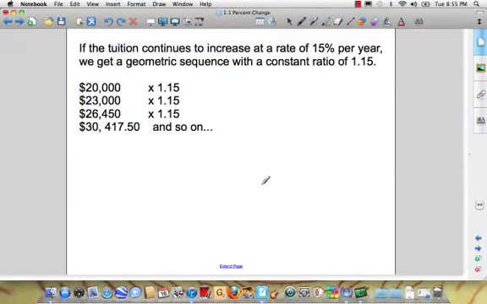Okay, so here's why it's a geometric sequence. If you start with the 20,000, to get the following year's tuition, you multiply by 1.15, which gives you 23,000. To get the year's tuition after that, you multiply by 1.15 again, giving you 26,450. You multiply that by 1.15, and you just keep doing that. And that's what a geometric sequence is. You're starting with a number, and then you keep multiplying by the same thing. So percentage growth creates a geometric sequence.